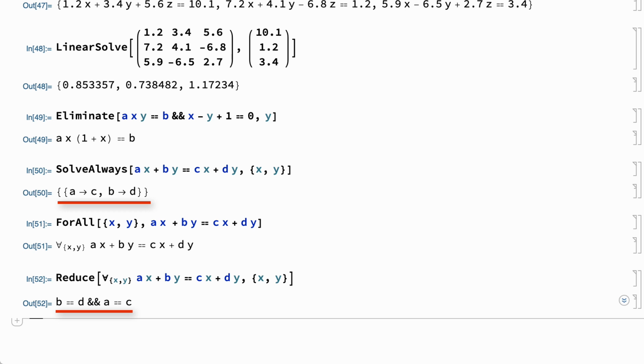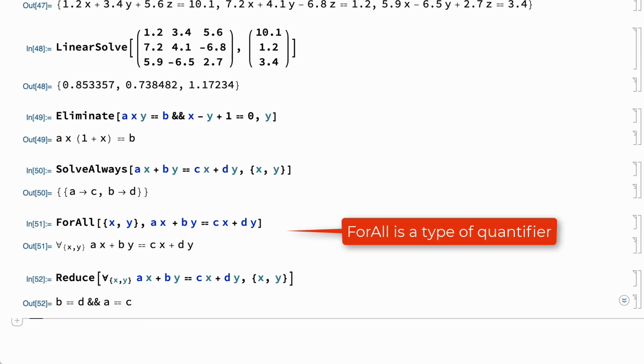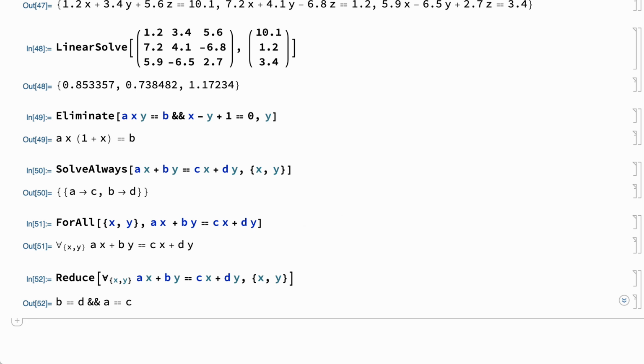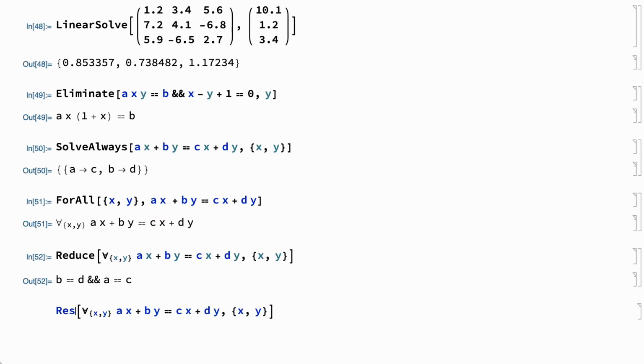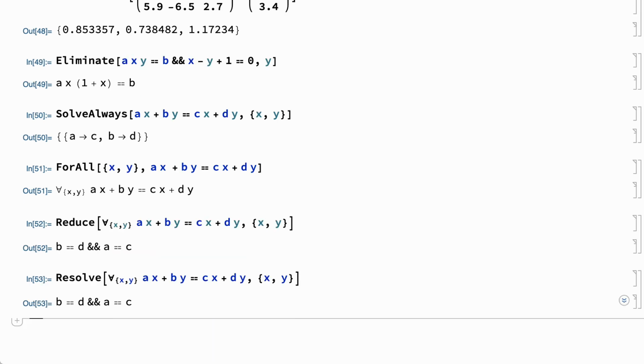ForAll is an example of a type of logical statement called a quantifier, and the operation of replacing quantifiers by other logical operations is called quantifier elimination. Quantifier elimination is done by the Resolve function, as in this input, which gives the same result. Resolve is used by Reduce and also by Solve.